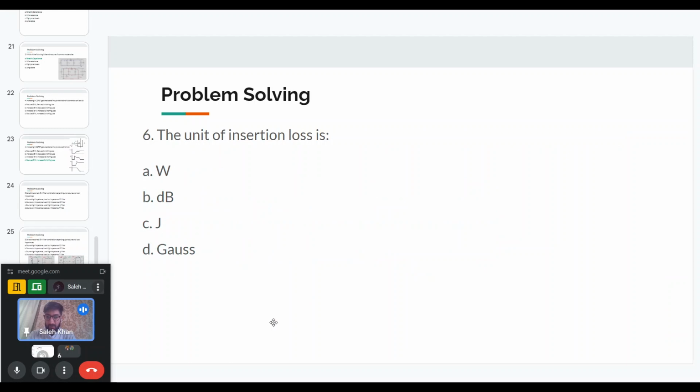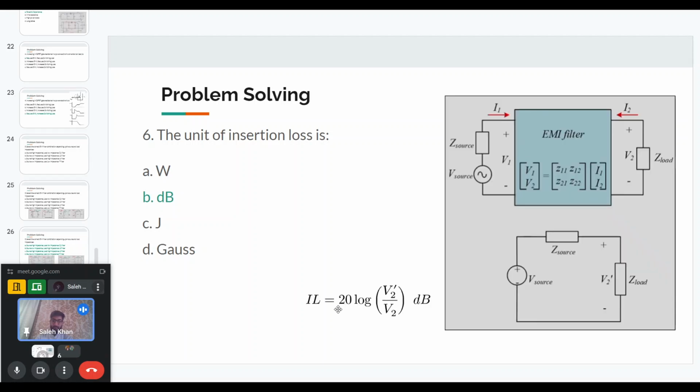So the next question is the unit of insertion loss, and this is quite simple. It will not be watts because it is actually a ratio of two voltages on a logarithmic scale. Without the logarithm it would be dimensionless, but with the logarithm the unit is decibels. So the answer to this is simply decibels. The insertion loss is given in decibels.